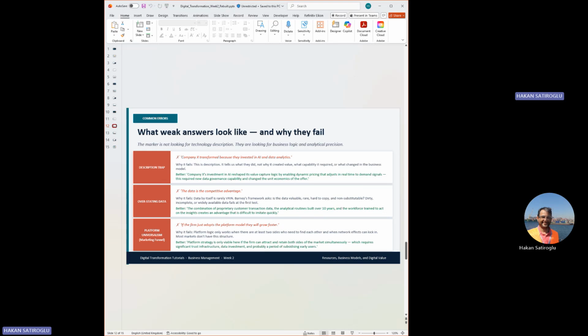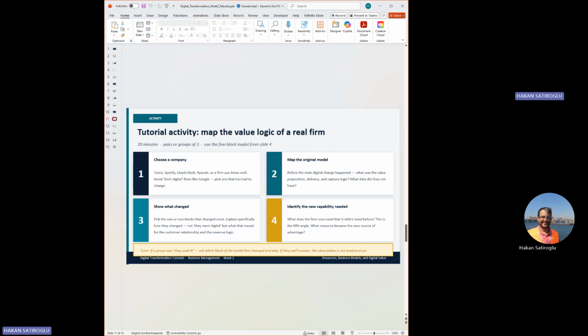For the tutorial activity, I would like to see, when you are choosing a company, that you collaborate with me and add some comments in the chat thread, so I can improve these slides, or we can improve each other's knowledge. Pick one organization, but avoid choosing born-digital firms because they are already digital, so it is difficult to distinguish.